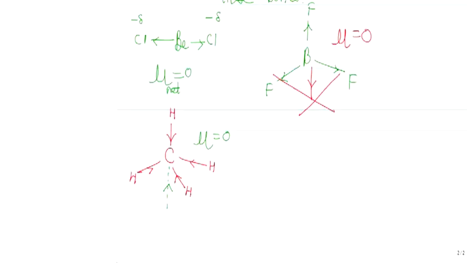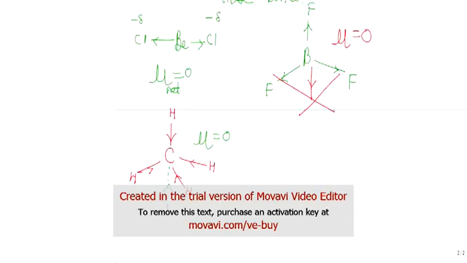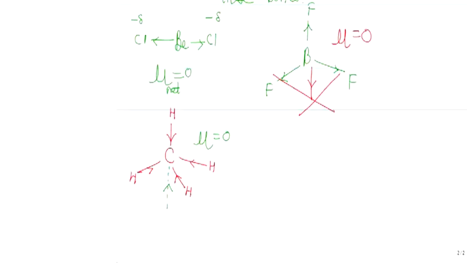Clear? The same kind of thing you can find even in carbon tetrachloride, CCl4. Same thing would happen, right? So these are some of the molecules where, in spite of having polar covalent bonds, we find that the net dipole moment is 0. In general, if you have 2 polar covalent bonds, right?